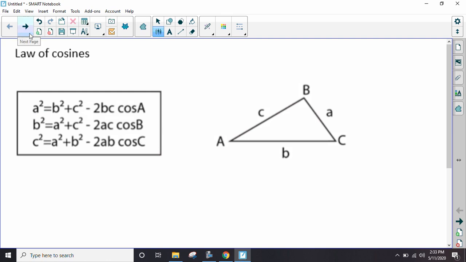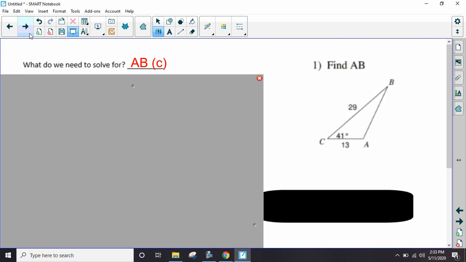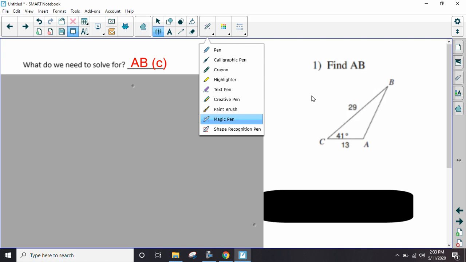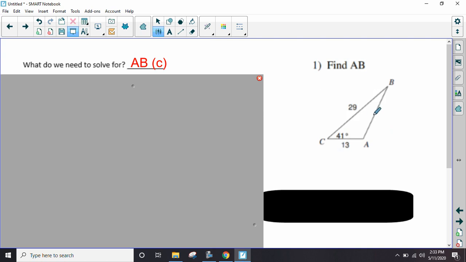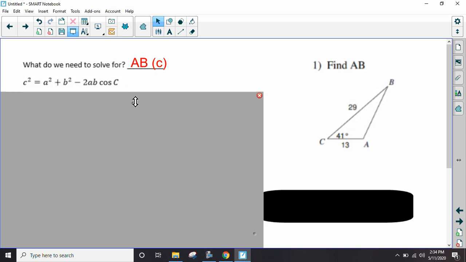Okay, so let's look at number one of your handout. It says find AB. Here's our triangle, and AB happens to be this side over here, which is also little c. So that's what we're looking for, AB or little c. We're going to use this formula right here, and it's really just a plug and chug.